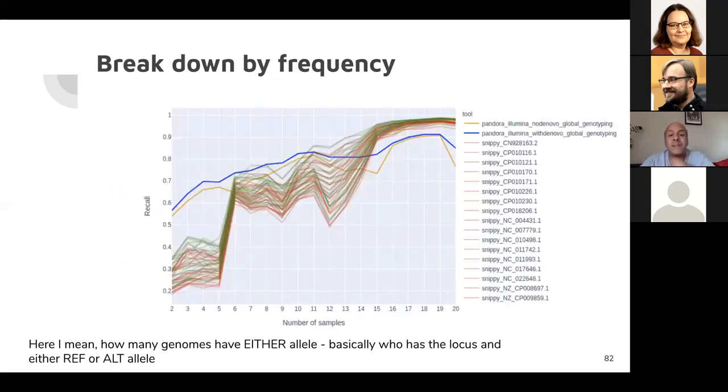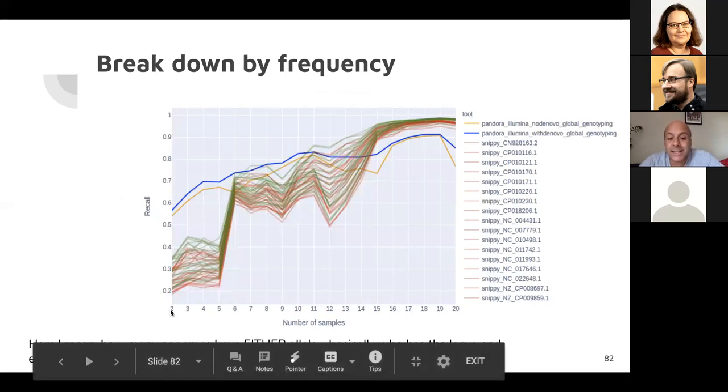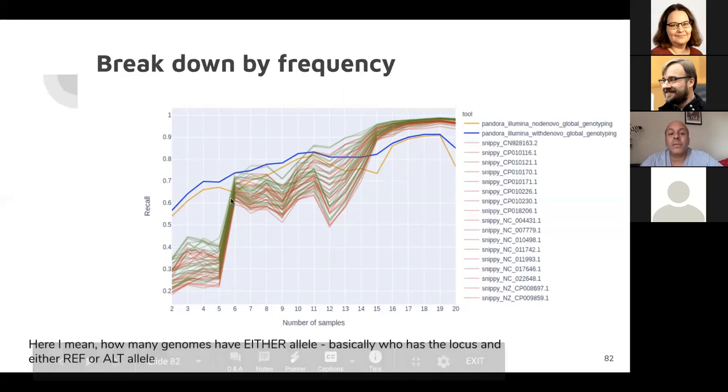If I break it down by frequency, along the x-axis, I've got how many samples a SNP is in, or not just the SNP, but its locus. And on the y-axis, I've got recall of the truth SNPs. And the green lines are SAMtools, and the red lines are Snippy, which is Freebayes. And there you can see the difference, because Pandora here, with and without de novo assembly component, is here. So this is why we wrote Pandora, okay?